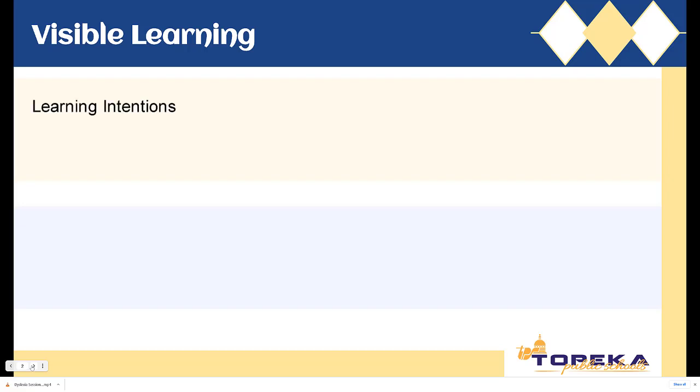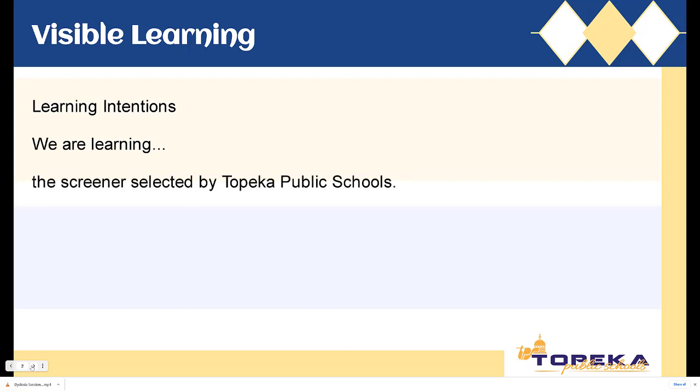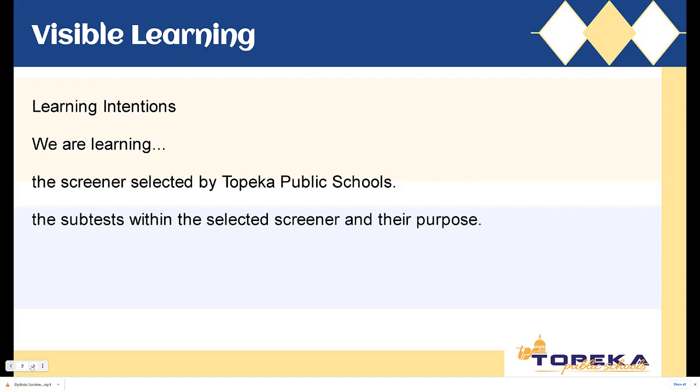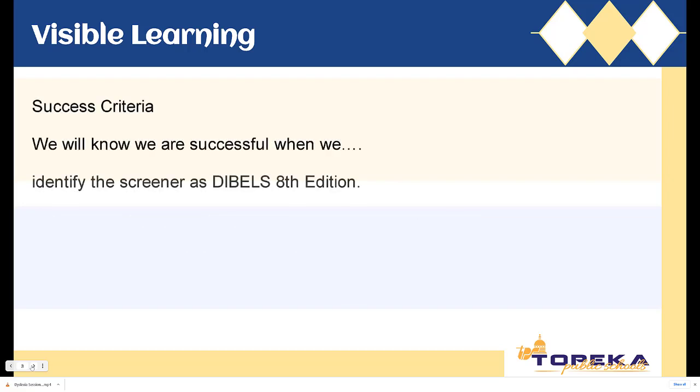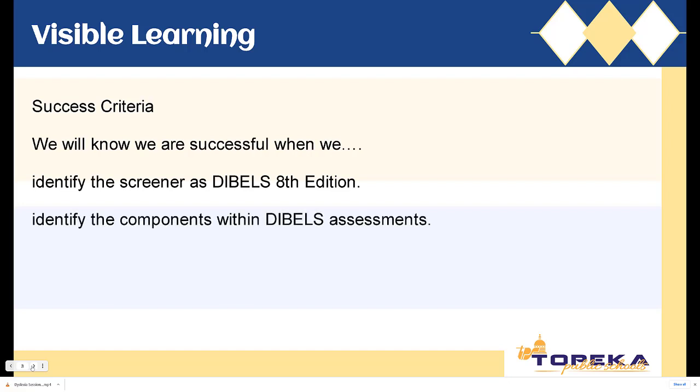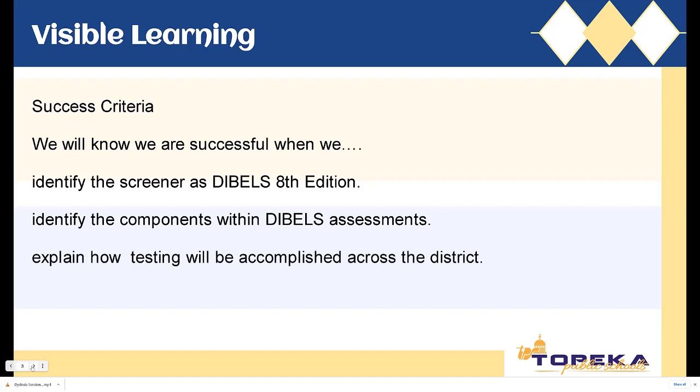Our learning intentions are as follows. We are learning to understand the screener selected by Topeka Public Schools. We are learning the subtests within the selected screeners and their given purposes, how screening will be accomplished, and we will know we are successful when we can identify the screener as DIBELS 8th edition, identify the components within the DIBELS assessment, and explain how testing will be accomplished across the district.